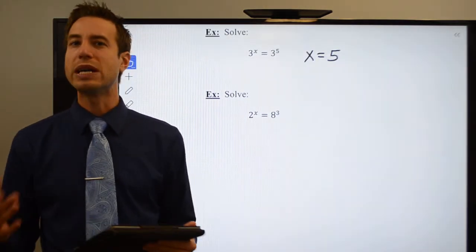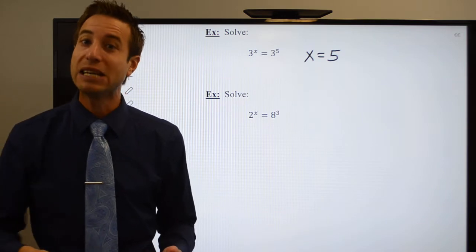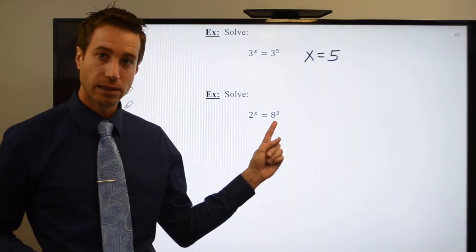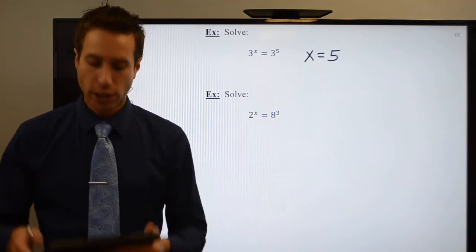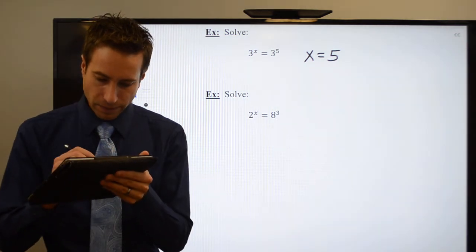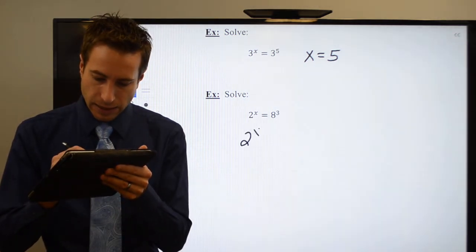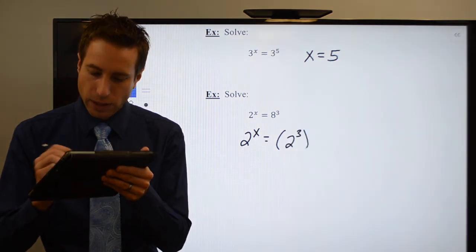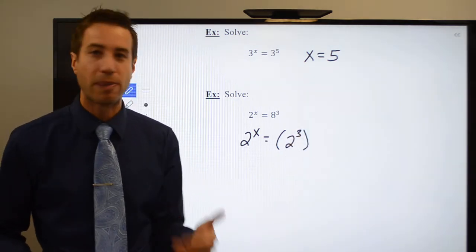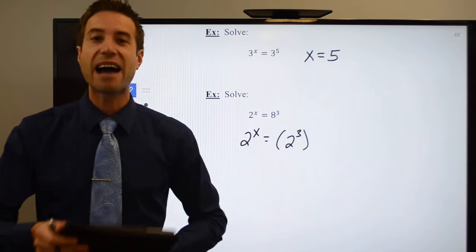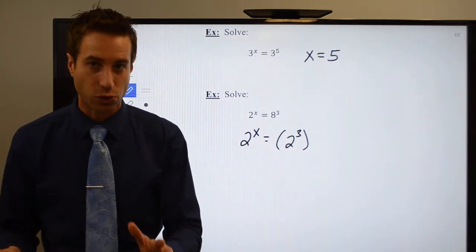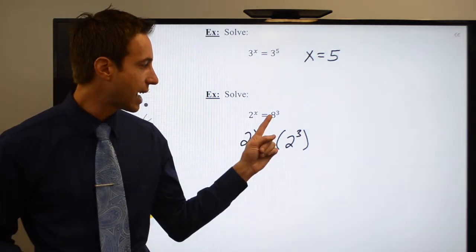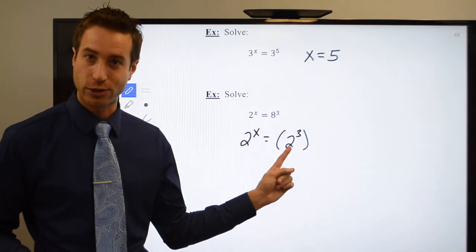But of course, we know that I can rewrite 8 as 2 cubed. So let's do that. I have 2 to the x is equal to, and 8 is nothing more than 2 to the third power, because 2 to the third power is 8. I haven't done anything here. All I've done is rewritten it. It was an 8. I just rewrote that 8 as 2 to the third.